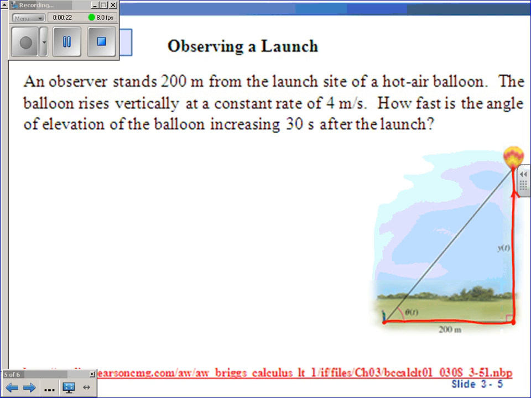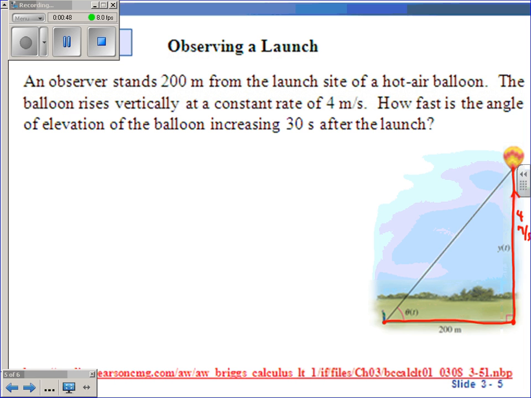Now that's staying the same all the time. That's not changing. That person's not moving closer. He's standing 200 meters from that launch site. So go ahead and put a constant there, not a variable. The balloon is rising vertically at the rate of 4 meters per second. So the speed that this side is changing is 4 meters per second. So we're going to need a variable to represent what that length is at a given time.